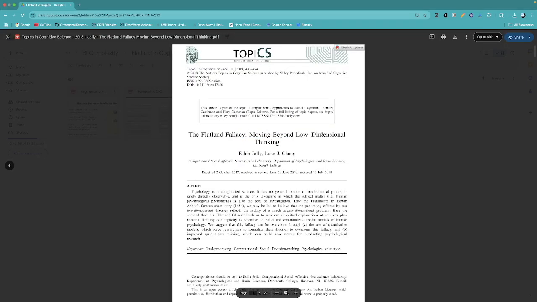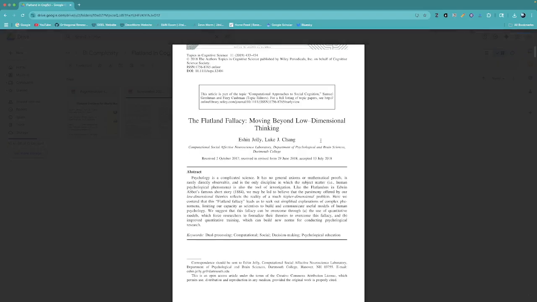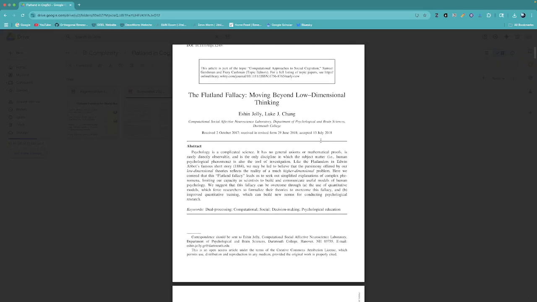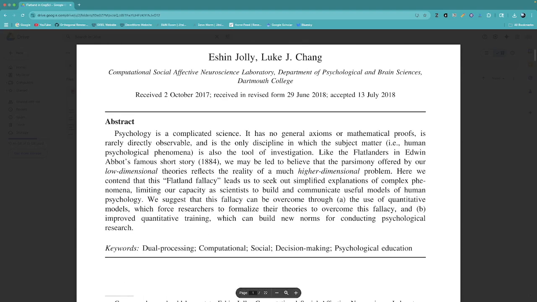All right, the last thing I want to talk about here is this Topics in Cognitive Science paper. This is by Eshen Jolly and Luke J. Chang. And again, they're coming at this from a cognitive science point of view. So we have this abstract that reads, psychology is a complicated science. It has no general axioms or mathematical proofs, is rarely directly observable, and is the only discipline in which the subject matter is also the tool of investigation.